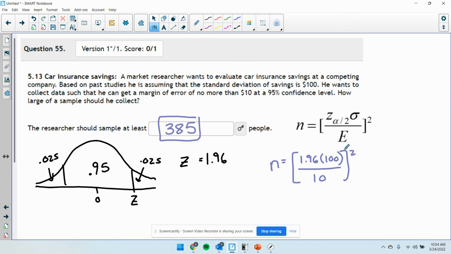Make sure that if you don't know sigma, you use the correct formula from the notes, as well as if you're talking about a proportion, the formula is different as well. But they're all located in that PowerPoint.